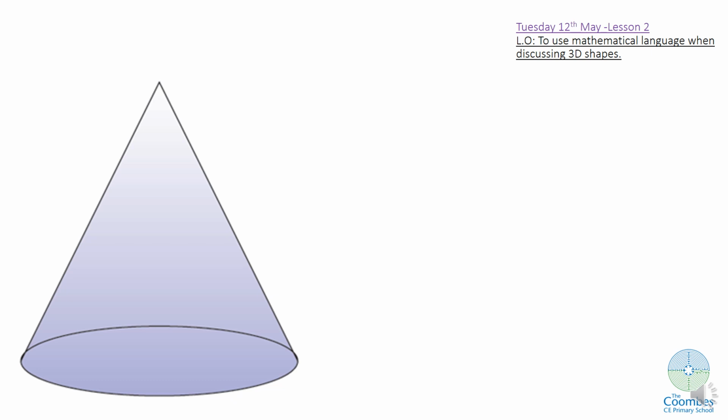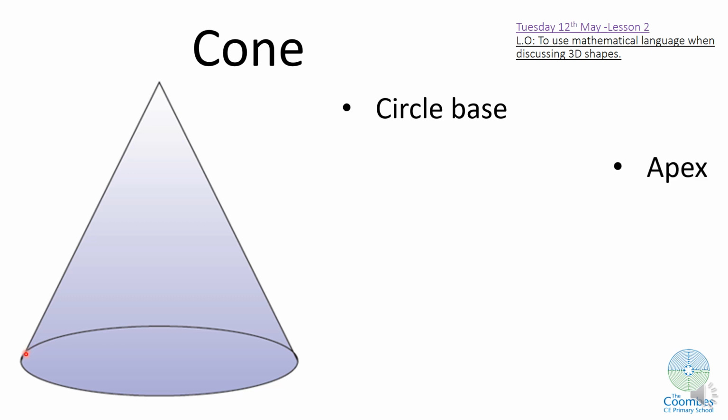Right then, can you remember what this shape is? Well done, this 3D shape is a cone. Let's think about our facts that we learned about a cone. A cone has a circle base. So the base of the cone is a 2D shape face and it is a circle. A cone also has an apex. So where the faces of the 3D shape come up to the top and make a point, this is called the apex.